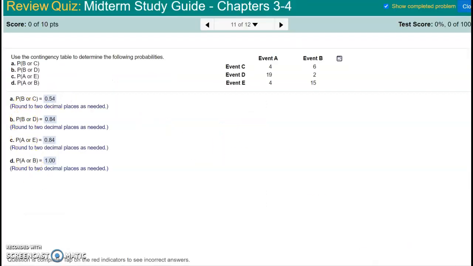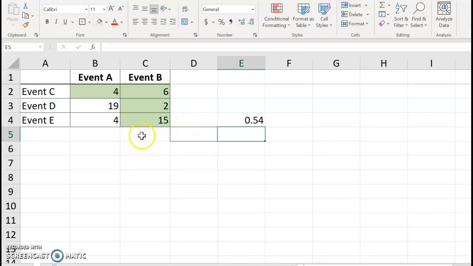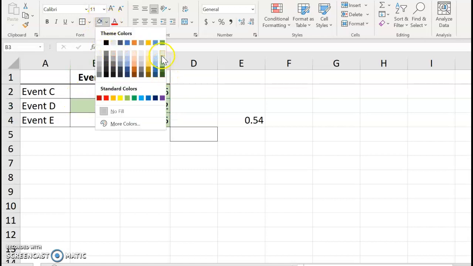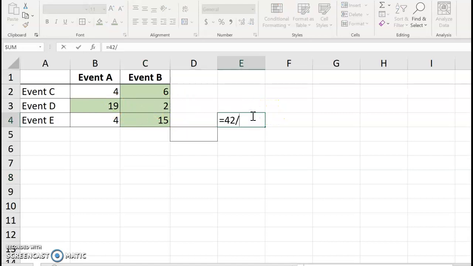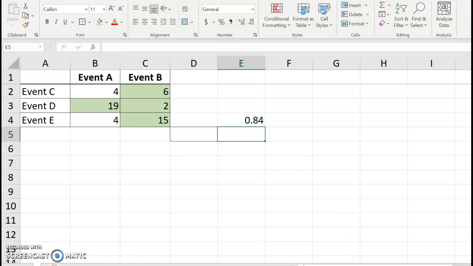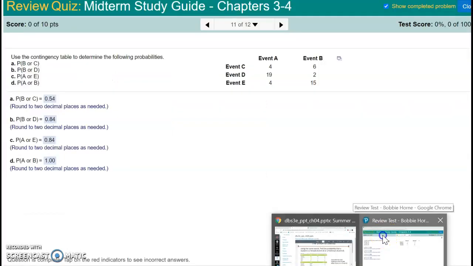And then B or D. So I've already highlighted B. Event D would be these numbers here, and the 2 is already highlighted. So I would add 6 plus 2 is 8, 23, 42 out of 50. Okay, and that would be 0.84.